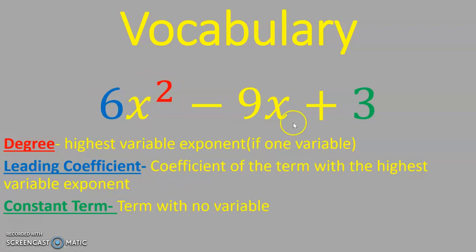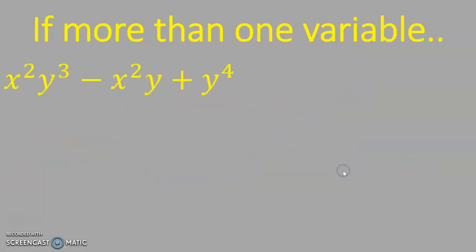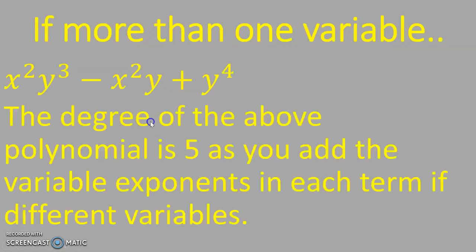And the constant term is this 3 right here. We call it the constant term because there's no variable. And regardless of the value of the variable, this term's always 3. Okay. Occasionally you have more than one variable. You don't see this very often, but if you do, you actually add the exponents together, which is, again, a little bit unusual. Here the degree is 5.